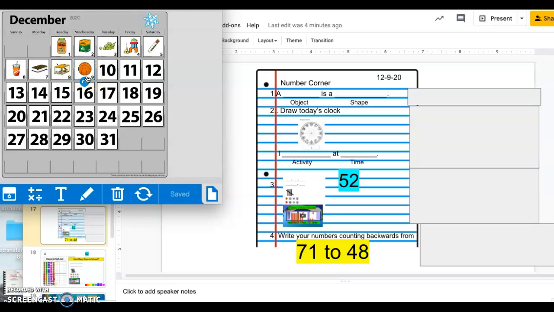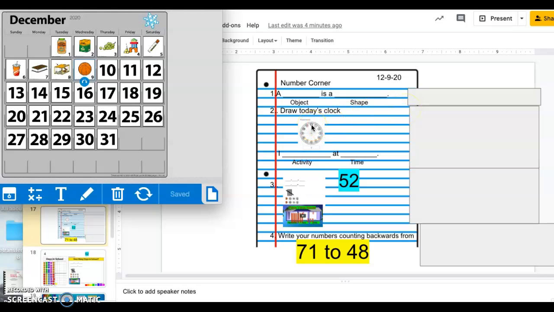I see a basketball. So next to number 1, you are going to write a basketball is a, and then the name of the shape. Don't forget, you need a capital letter at the beginning, spaces between your words, and punctuation at the end. It would be helpful if you also drew the picture that you see on the card.